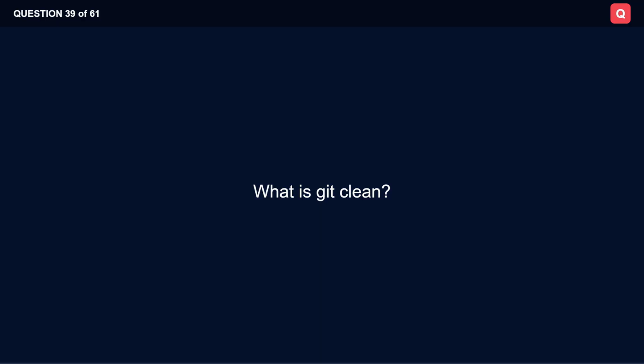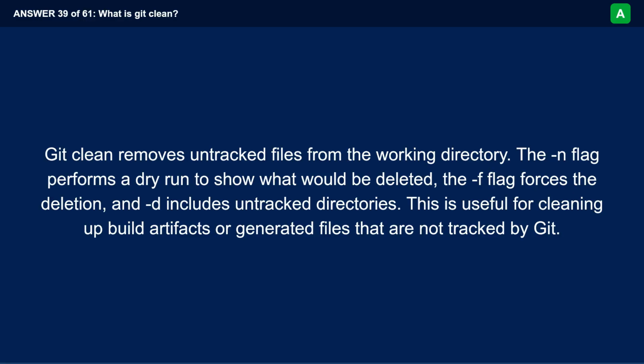What is git clean? Git clean removes untracked files from the working directory. The -n flag performs a dry run to show what would be deleted, the -f flag forces the deletion, and -d includes untracked directories. This is useful for cleaning up build artifacts or generated files that are not tracked by Git.